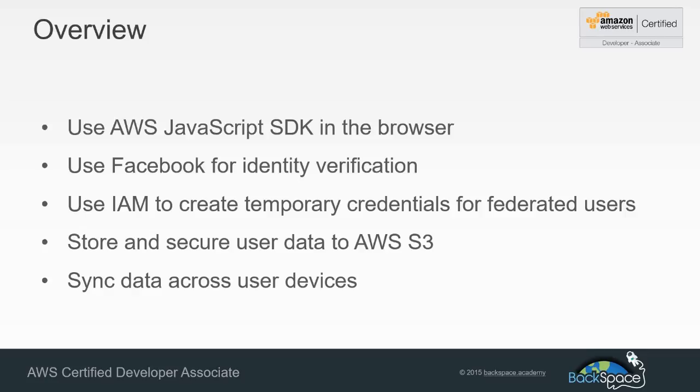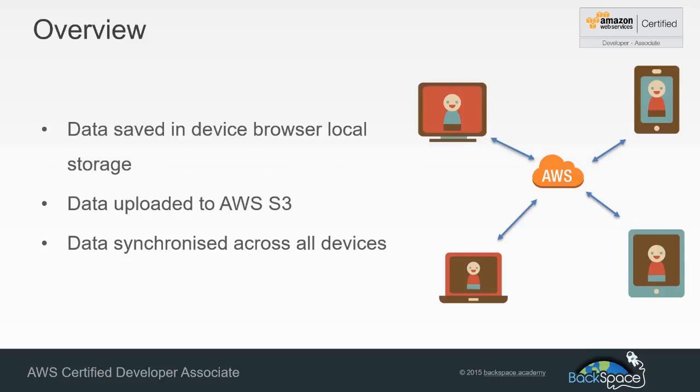That will enable those federated users to store and secure their own data in Amazon S3 without affecting your data and without affecting other user data as well. And then we're going to allow that to be synced across all of the users' devices. So the way that that's going to work is we're going to use browser local storage, and then we're going to upload that data to Amazon S3, and we're going to synchronize across all the devices.